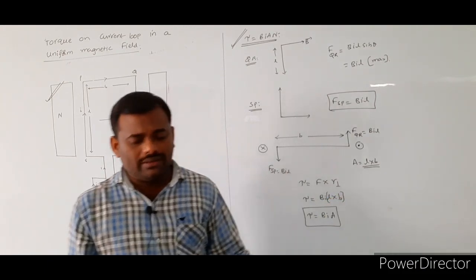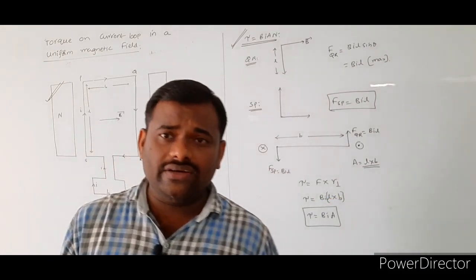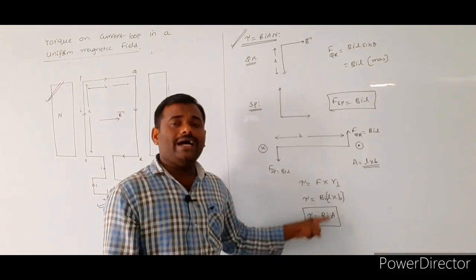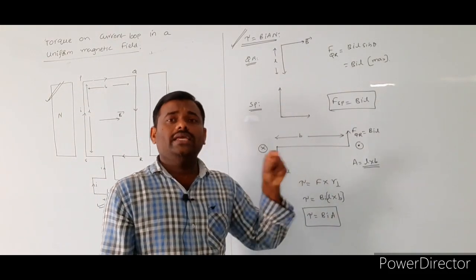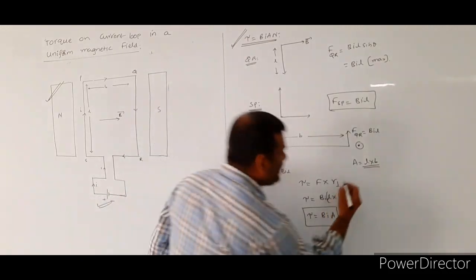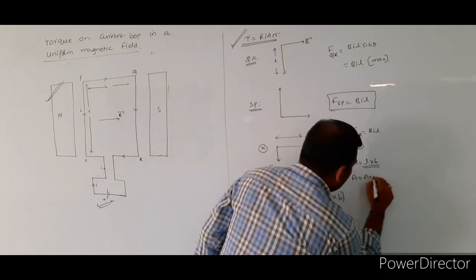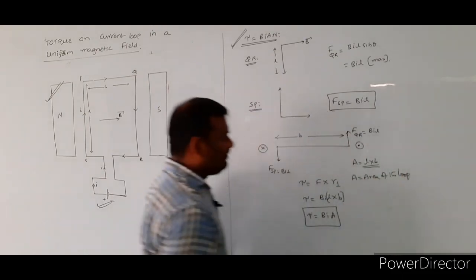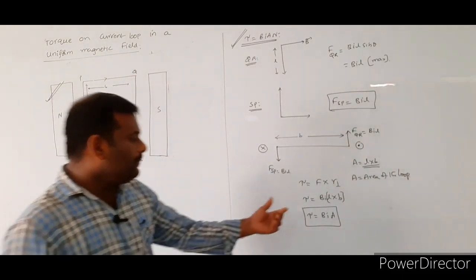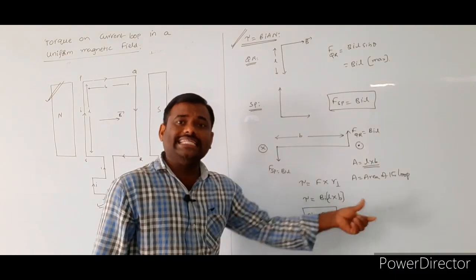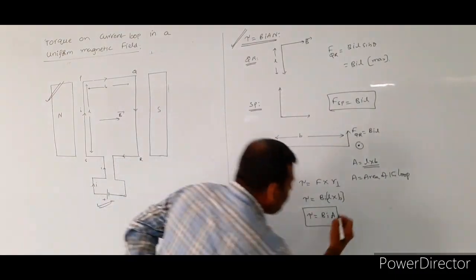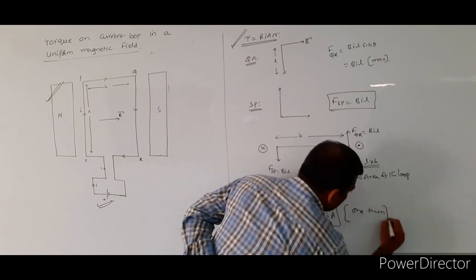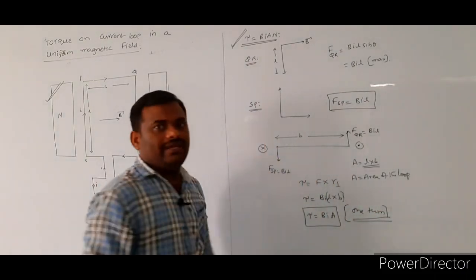B means the magnetic field intensity, I is the amount of current flowing through the rectangular current carrying loop, and A is the area of the loop. So here tau is equal to BIA. This is the torque acting on the loop whenever the loop consists of only one turn.